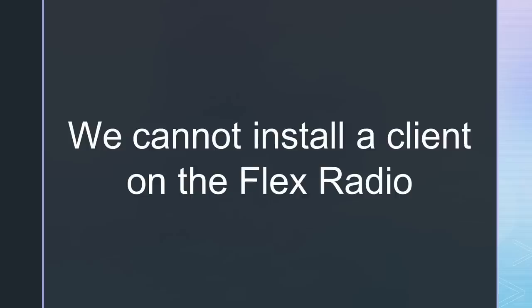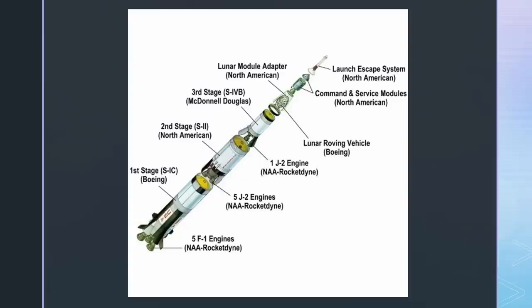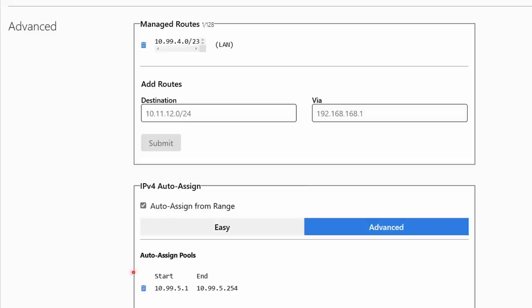Unfortunately, we forgot something. Do you spot the problem? Yes, you're right. As we learned before, the Flex radio is no PC and we cannot install a ZeroTier client. Not good. What to do? We have to ignite stage 2. Instead of only connecting our router to ZeroTier, we connect the whole network behind it. We add an address range and tell ZeroTier that this network can be reached via the RutX14. With this trick, all devices on the remote LAN are connected to my Shack PC.